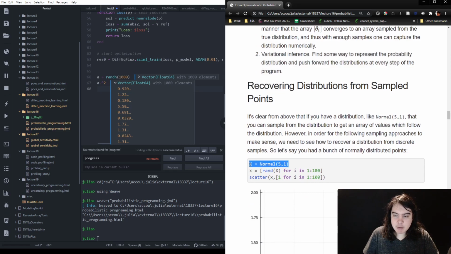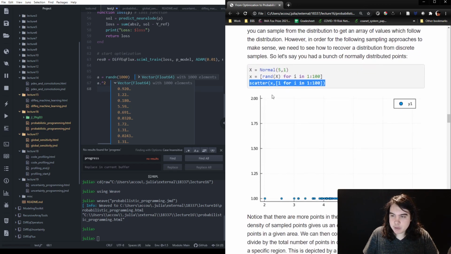So let's say x was a normal distribution, you took random values from it, and you just did a scatter plot of it. If this is the normal distribution, which has a mean of 5 and a variance of 1, then most of the points should be around 5. And then I should have fewer points as I get away from 5, right?